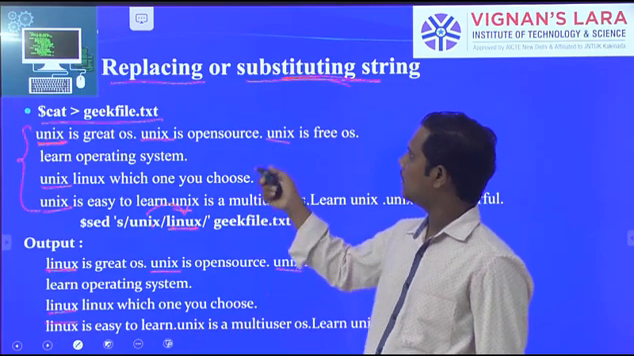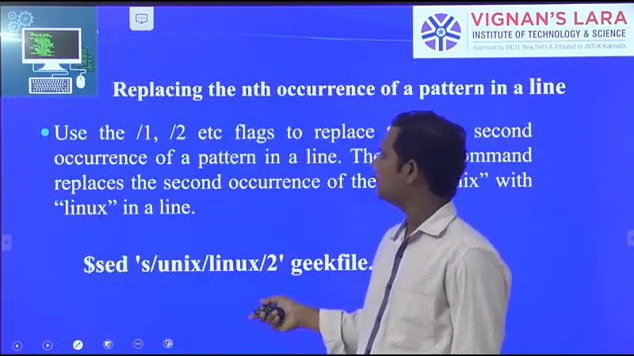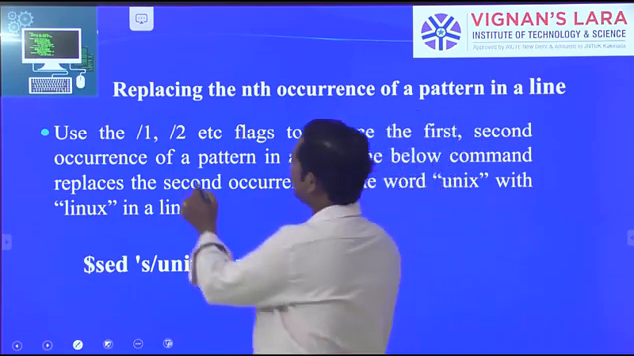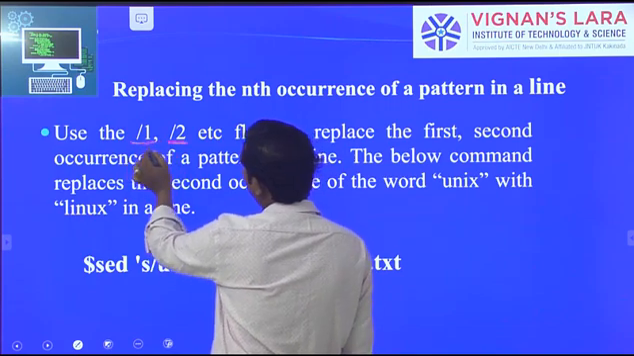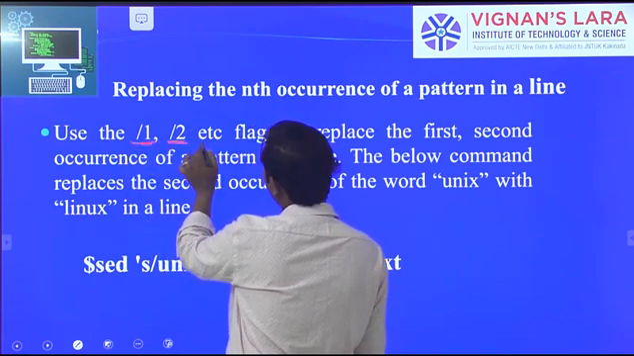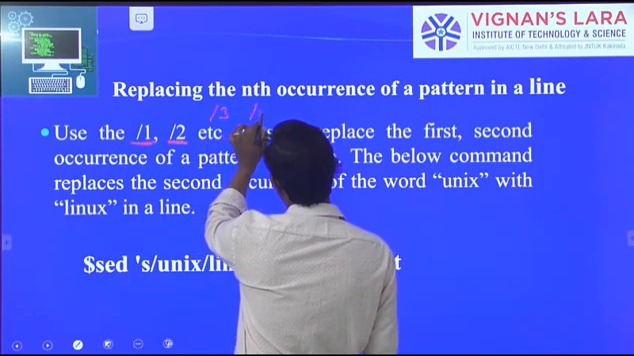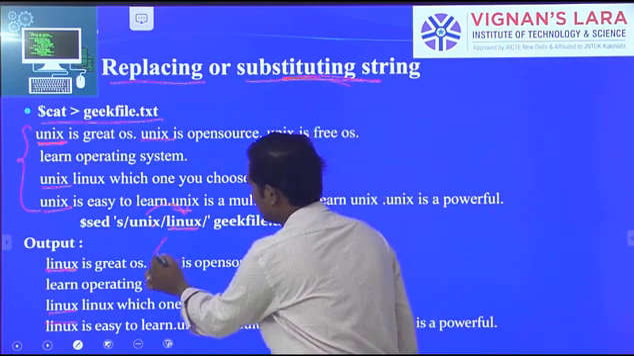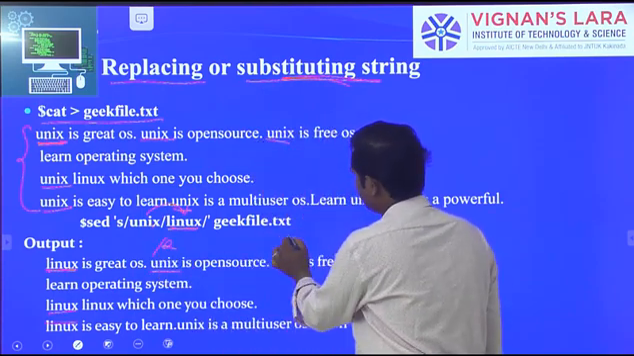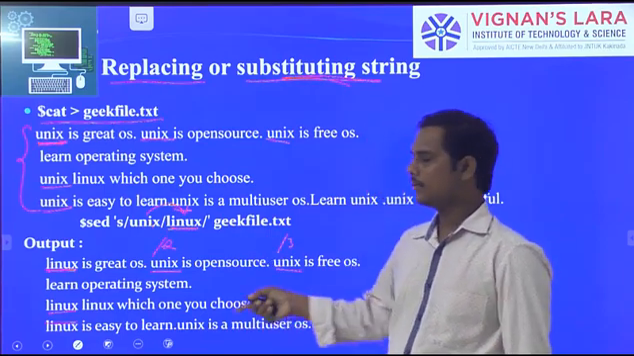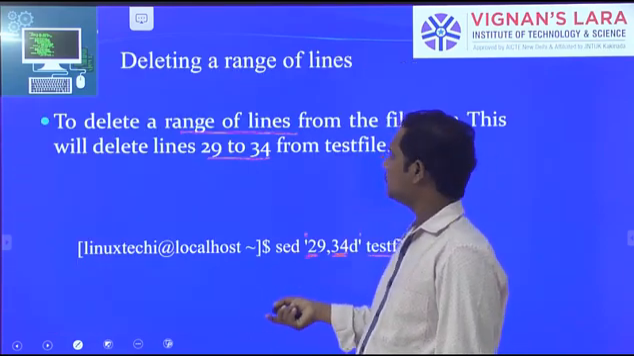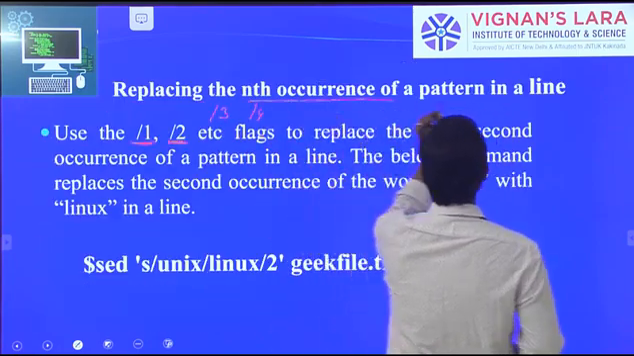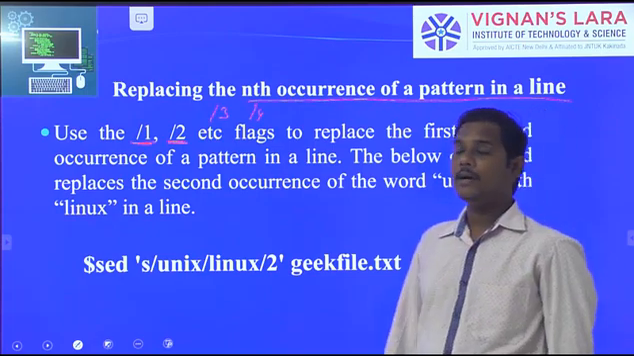So this is the small replacing operation, or substitution operation. Replacing the first position, second position, third position. If you use /1, /2: /1 means first occurrence, /2 means second, /3 means third, /4 means fourth. See here, this is /2, this is /3. Like that we are replacing. Otherwise it is not replacing. So it replaces the nth occurrence of the pattern in a line, up to the last line.